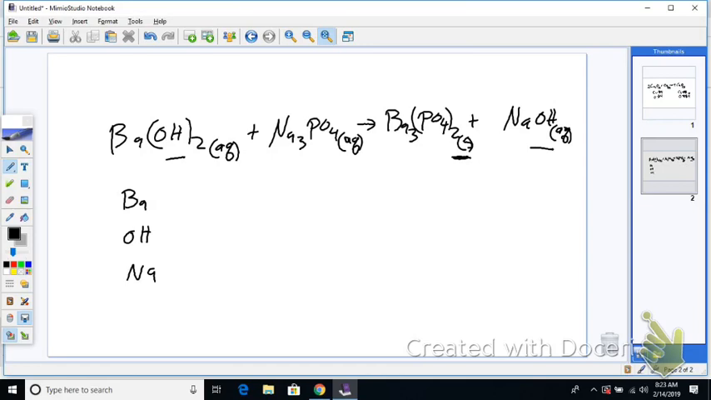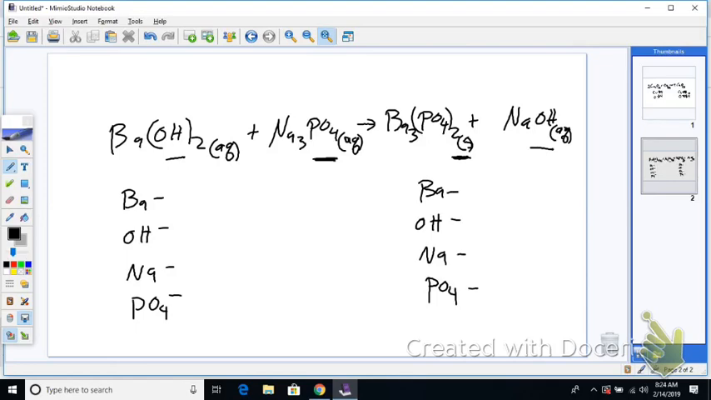And then we're going to do the same with the phosphate, because the phosphate occurs on both sides. So we're just going to count those just like they're a single element. In this case, they're just a polyatomic ion you're counting. Then we just do the other side as well. Okay?